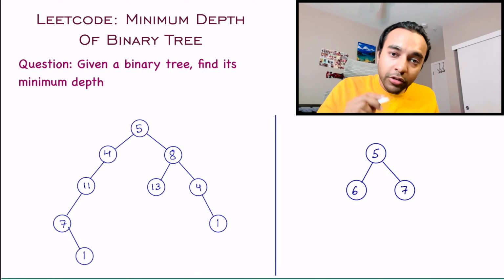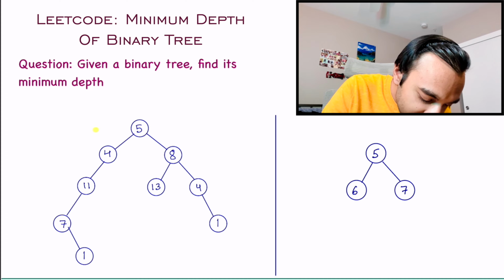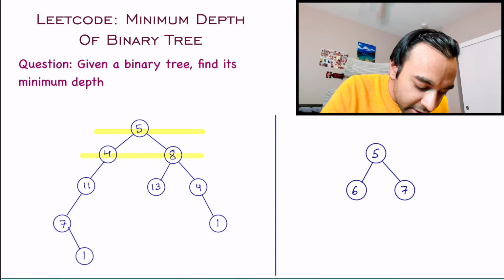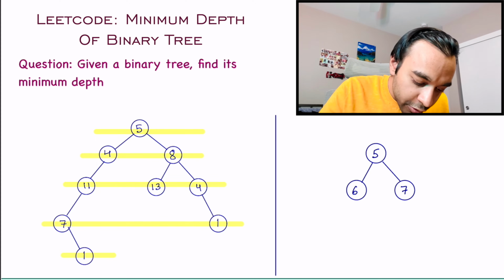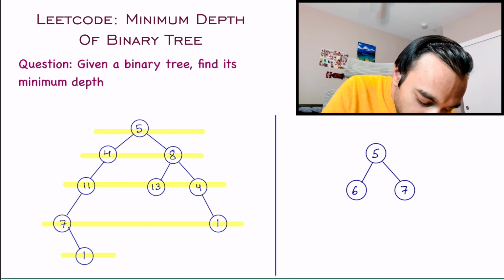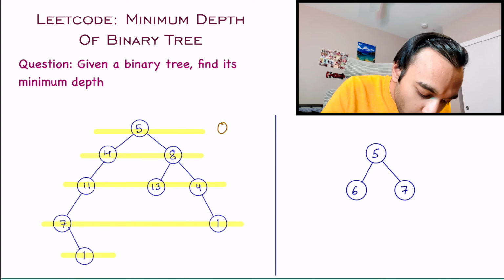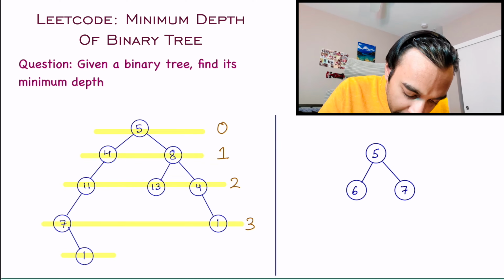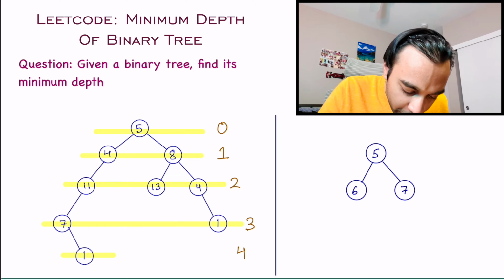To calculate those depths, all we need to do is determine the level of each node. So, for example, in our first test case, we have a tree and we can define each of these levels. What we can say is the node 5 is at level 0, nodes 4 and 8 are at level 1, nodes 11, 13 and 4 are at level 2, then 7 and 1 are at level 3 and the last node is at level 4.